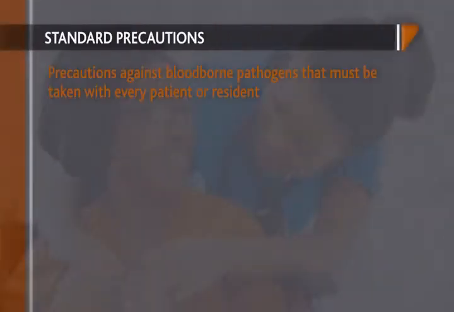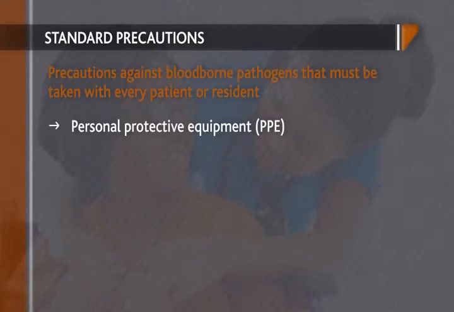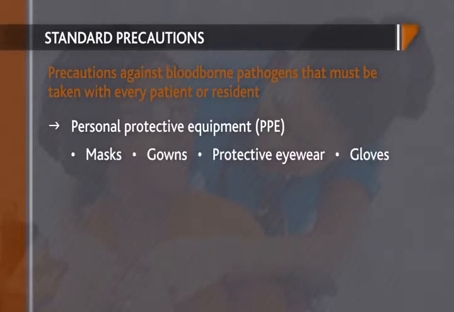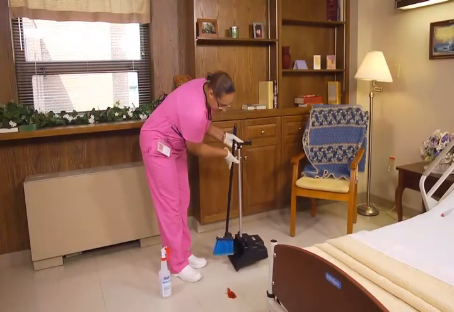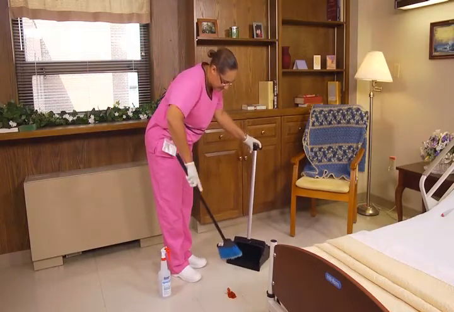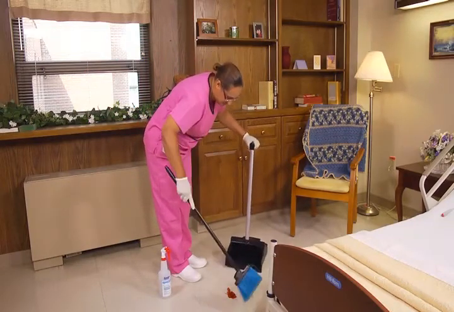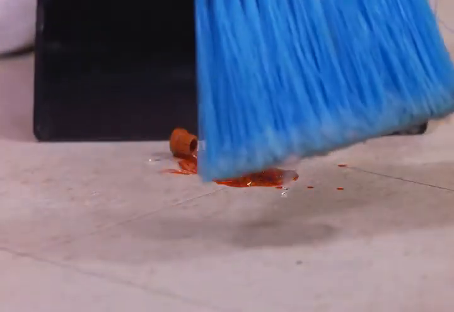To do this, you'll employ standard precautions, which are precautions against blood-borne pathogens that must be taken with every patient or resident. Standard precautions include the use of personal protective equipment, as demonstrated previously, which includes masks, gowns, protective eyewear, and gloves. They also include the proper disposal of sharps, such as used needles, razors, or broken glass, in OSHA-approved containers. Note that contaminated broken glass items should not be handled, even with gloved hands. Instead, the glass should be swept up and disposed of in an appropriate waste container.